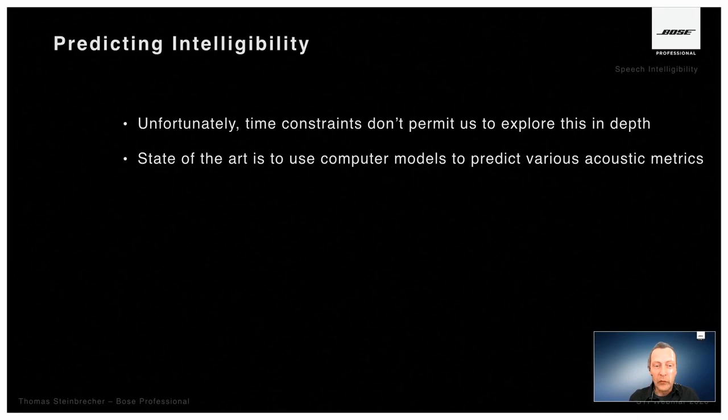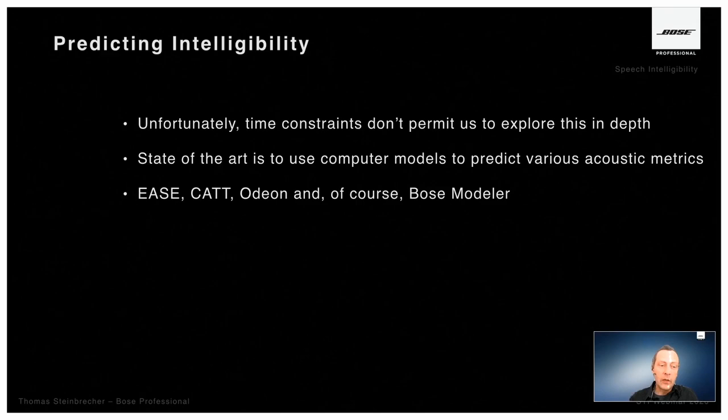And many of you know that a variety of software programs exist to predict acoustic metrics. In simulation, you may have heard of EASE or CATT-Acoustic or Odeon, and of course, our own program called Bose Modeler, which we have been developing since the 1980s. All of these programs also allow the option to make an auralization, that is, to make an audible simulation, which you can subjectively listen to. So you're not predicting just a number that describes intelligibility. If you have a good simulation system, it'll also allow you to listen to it.